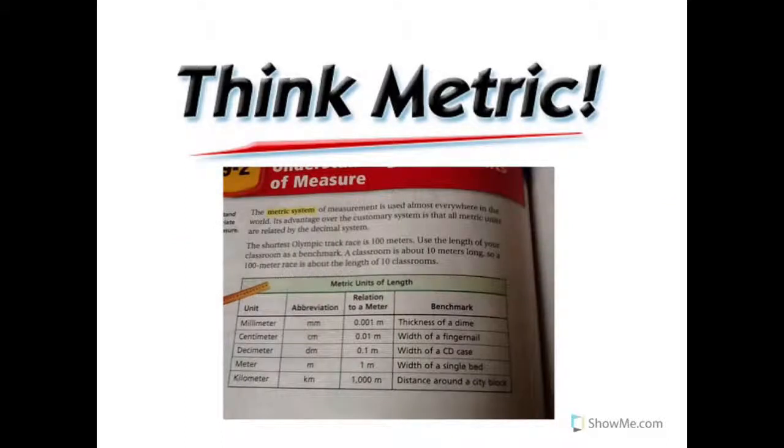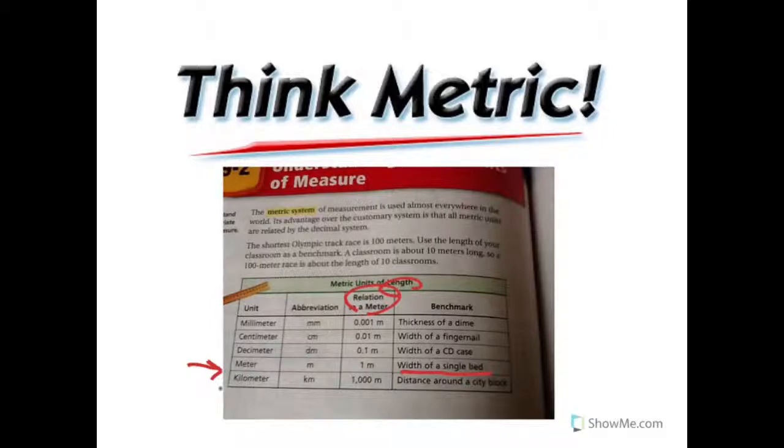All right, this is from our book. Well, not the Think Metric, but that's just from the web. But this picture is from our book. Okay, we have our basic unit here, the meter. This is units of length, by the way. Metric uses units of length, and every other metric unit of length is compared to a meter. A meter is about the width of a bed. So if you think of a single bed, the width of that is about a meter.